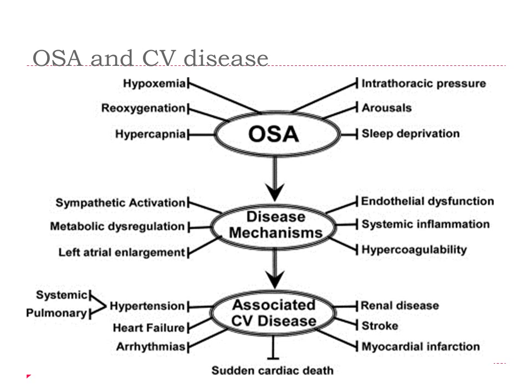So all of those disease mechanisms lead to the association with cardiovascular disease, which means it leads to hypertension, both systemic and pulmonary hypertension. Remember, pulmonary hypertension is specifically due to chronic hypoxemia. It also leads to heart failure, arrhythmias, renal disease, stroke, and myocardial infarction, all of which can lead to sudden death. So this is your direct route of how OSA contributes to your cardiovascular diseases. Let's go on to our next slide.